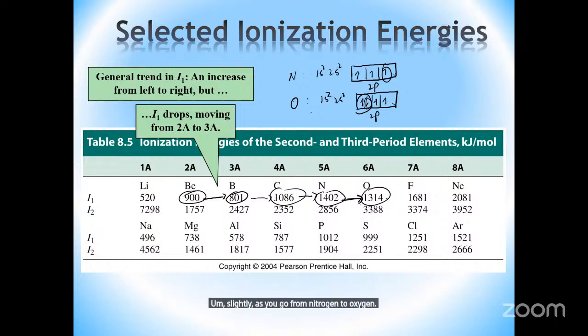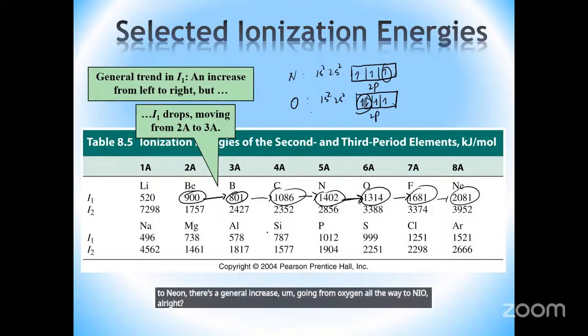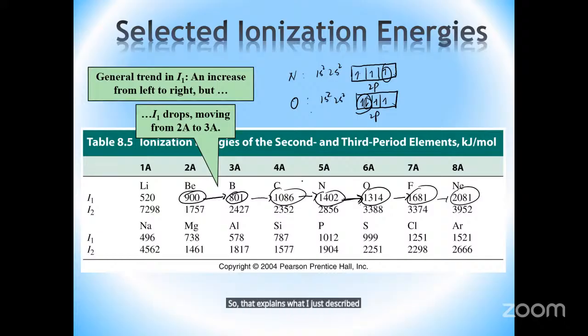And then when you continue to look at the other values, you see that it continues to increase as you go from oxygen to fluorine, and then from fluorine to neon, there's a general increase going from oxygen all the way to neon, all right? So that explains the slight dip in the first ionization energy going from beryllium to boron, and then going from nitrogen to oxygen.